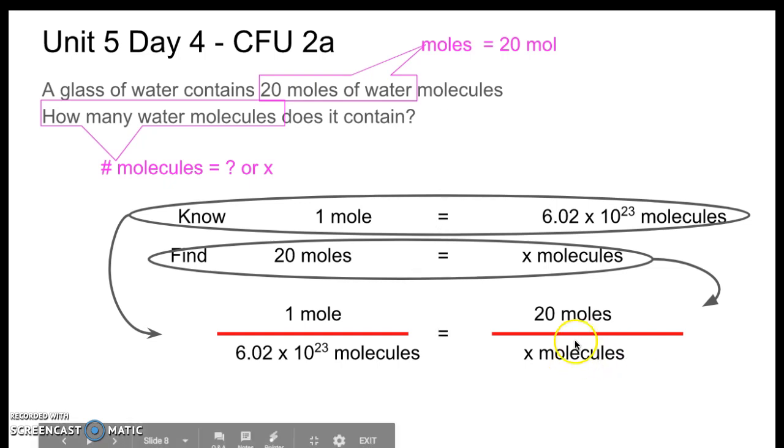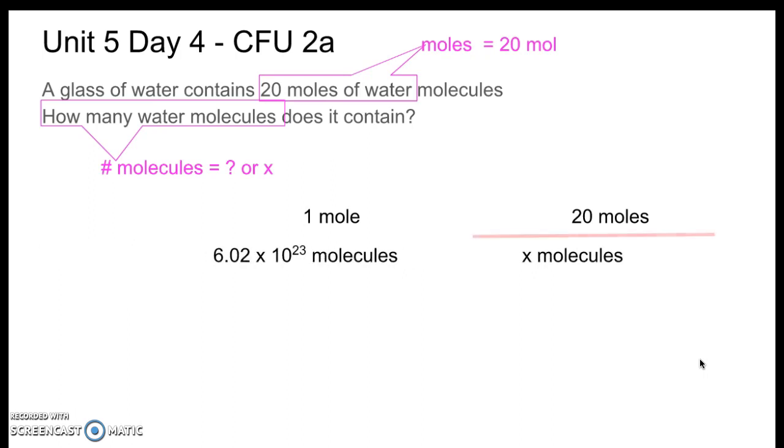Now, before we go on, I just want to point out that in this case, for method number 2, the units must match for both fractions. So if you have mole in the numerator here, you need to have mole in the numerator of the second fraction. Molecules in the denominator of the first fraction, you need to have molecules in the denominator of the second fraction.